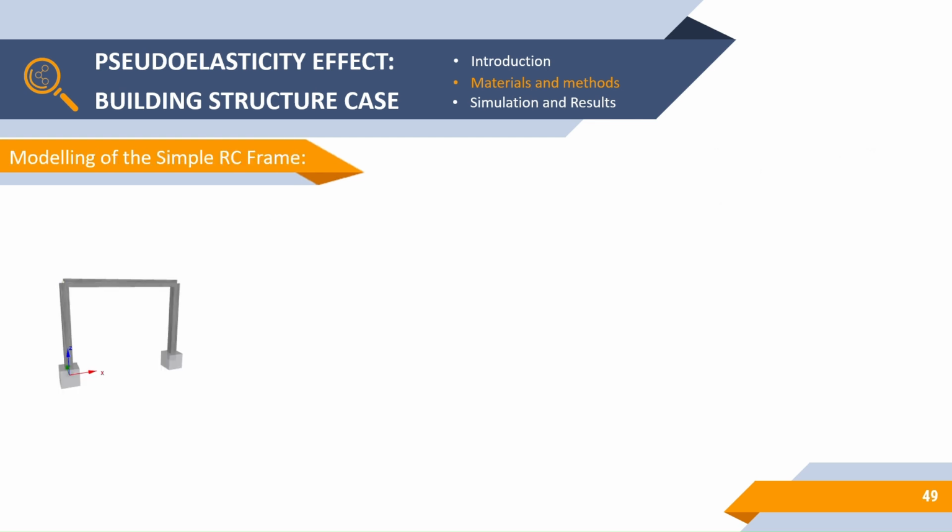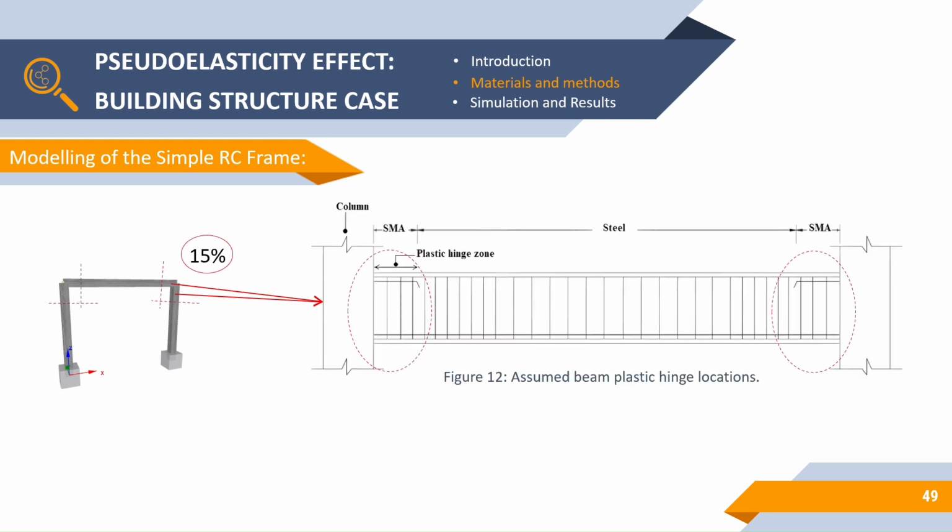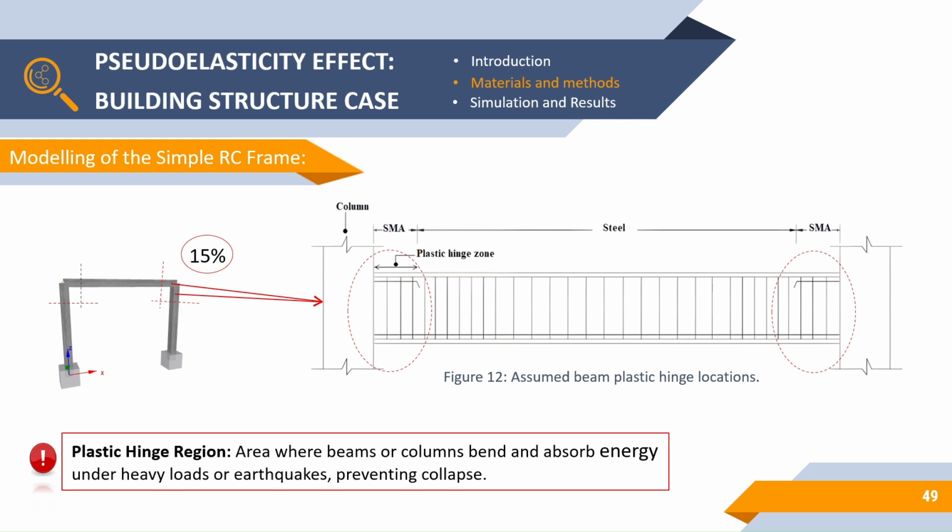Now for modeling, we start with the simple reinforced concrete frame, where shape memory alloy reinforcements are placed at the plastic hinge area of beam and columns, covering 15% of their initial length, while the rest of the structure is reinforced with ordinary steel bar. The plastic hinge area is the area where beam and columns bend and absorb energy under heavy load or during earthquakes in order to prevent structures from collapsing.